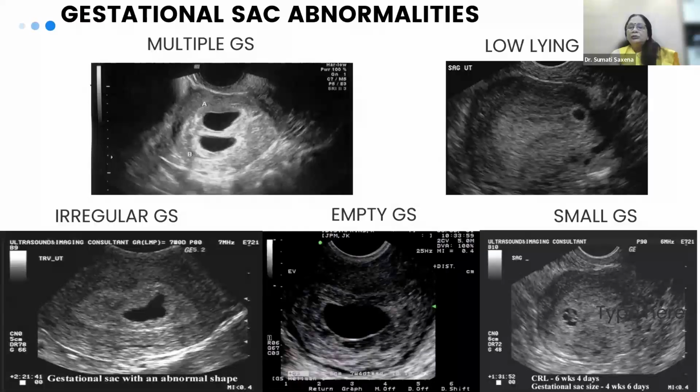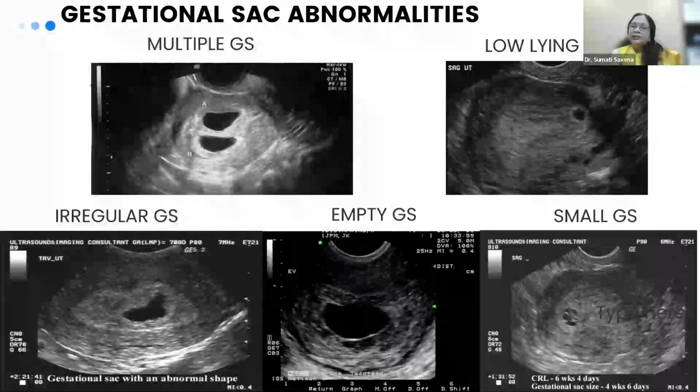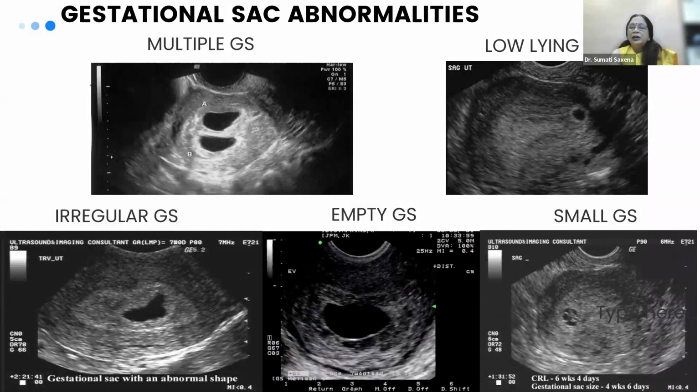And also you look for any history of previous cesarean section in case of low lying gestational sac, because if it is previous cesarean section, then it can be cesarean scar ectopic pregnancy, and there are chances of morbid adherence of placenta. So all these things are taken into consideration while seeing the gestational sac in the uterine cavity.